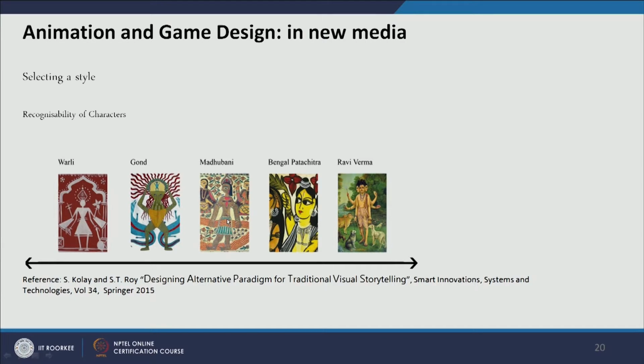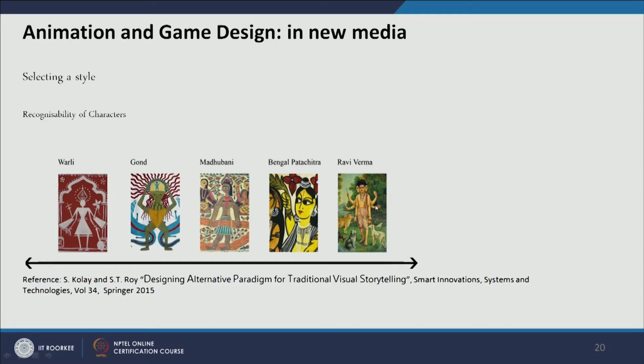But if we go in this direction, Gond and Madhubani have a higher value of recognizability, but Bengal Patachitra is more recognizable. The characters portrayed in Bengal Patachitra are more recognizable than Madhubani. Even the characters portrayed in Raghurajpur Patachitra are more recognizable than Madhubani and Gond, and definitely the Warli style. So there are more details in the eyes, more details in the characters, and more details in the backdrop.